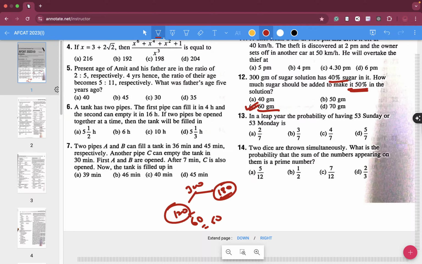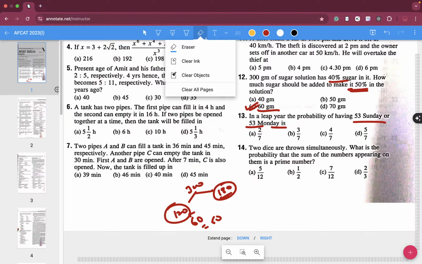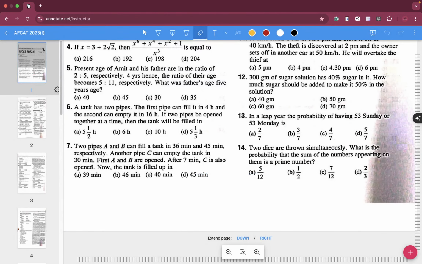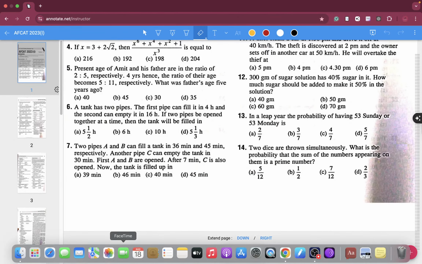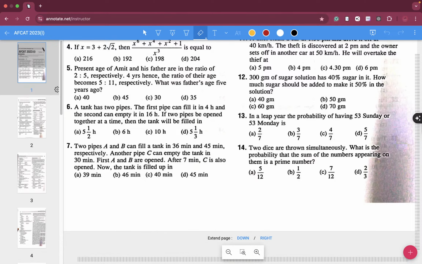For question number 12, C is going to be the correct answer, folks. Next: in a leap year, what is the probability of having 53 Sundays or 53 Mondays? That's the question they are asking over here.